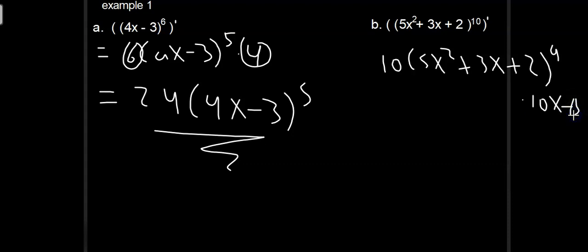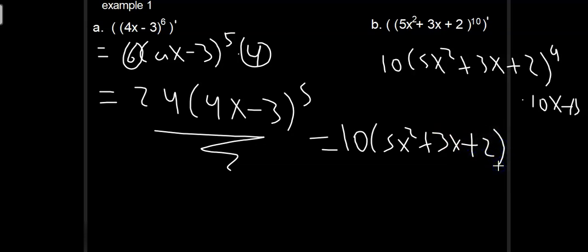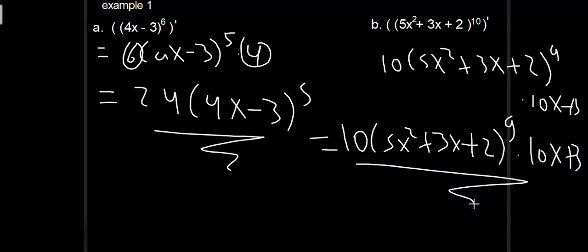So your last answer will be 10 times (5x squared plus 3x plus 2) to the power of 9, and then I differentiated the thing that's on the inside, so it will be 10x plus 3. This will be your last answer. So this is all you have to do for this specific example: differentiate the thing on the outside and then work it all the way to the inside. Now let's do some critical questions, just a little bit tougher, with some tricks and square roots. So let's do it.